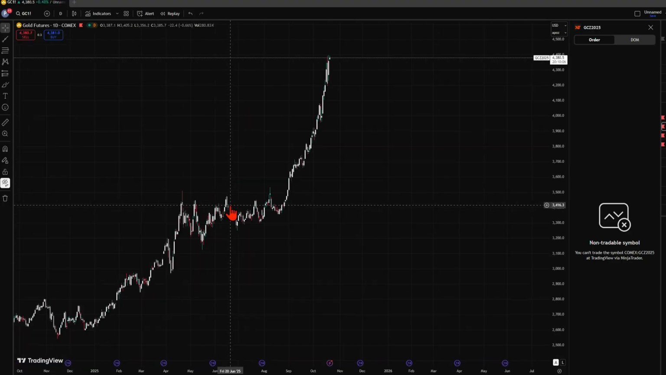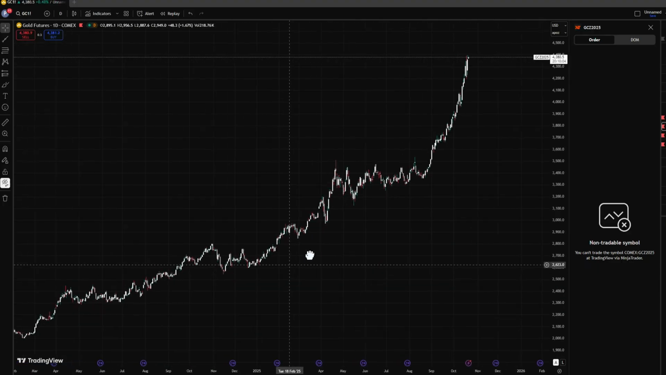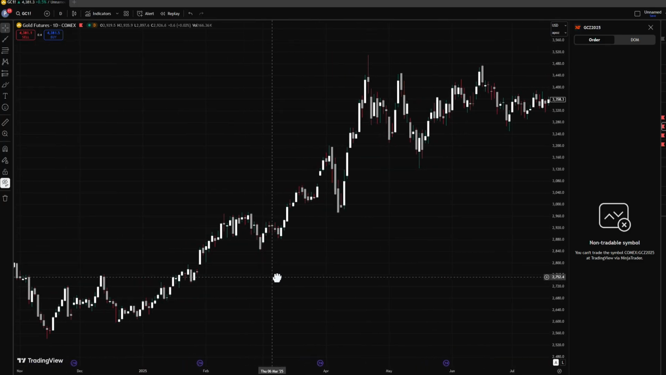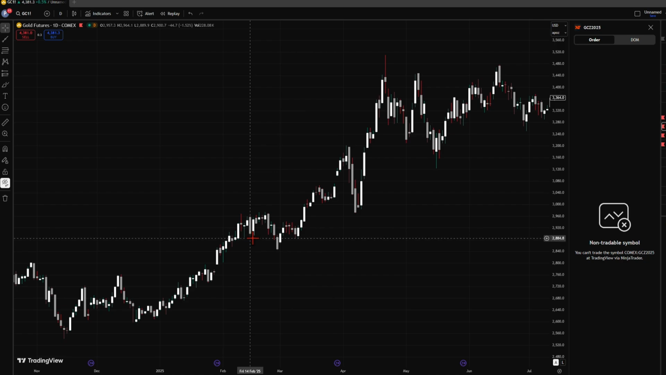So you'll notice on these wicks, when the majority is trying to buy, you have bigger wicks on the bottom, right?